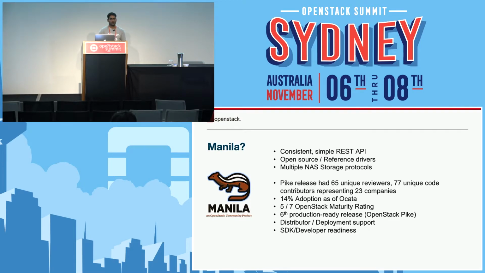So the Pike release was pretty good for us. I just have the adoption numbers from Ocata. I don't have it for Pike yet. And per the OpenStack maturity rating, we're 5 on 7. And a couple of those maturity indicators, at least to me, sound a little weird around a system like Manila. They include having SDK support in over 7 SDKs and so on. We're getting there, and that's kind of what we've been working on. And there's a ton of distributor and deployment tool integration that's come in the last couple of releases, and Pike was one more of those releases for us.